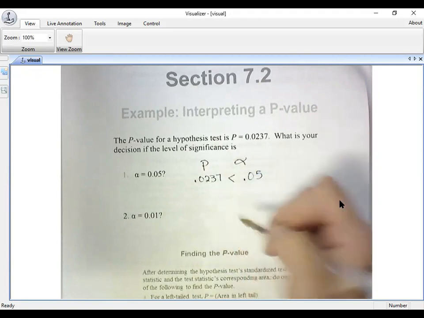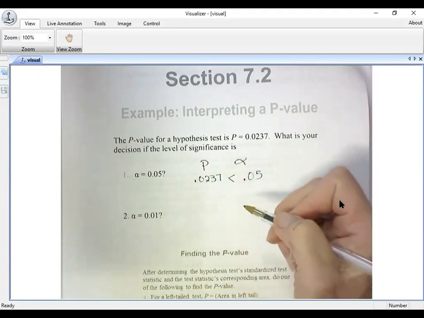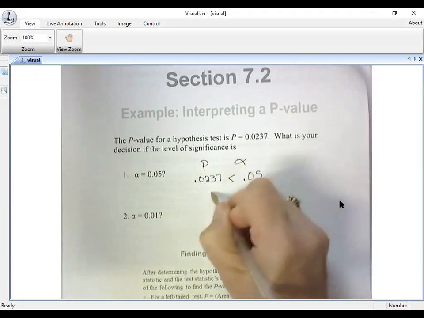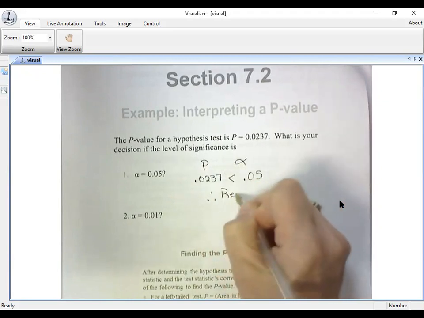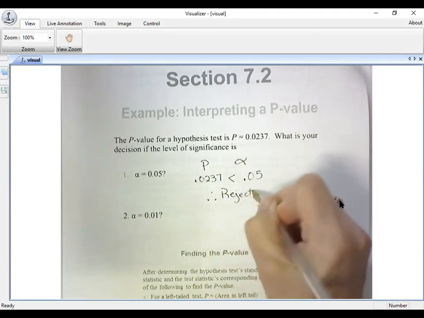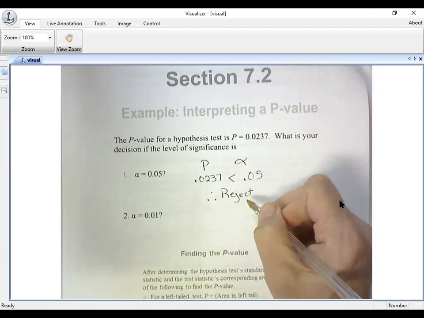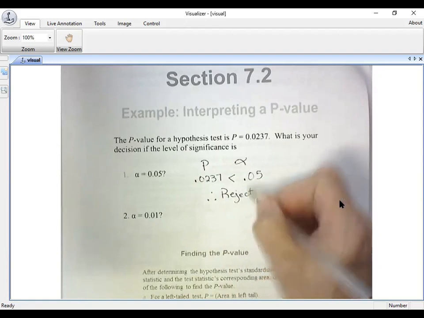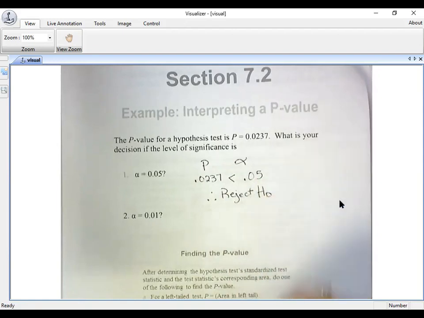If p is less than alpha, what is my decision? I'm going to reject what? What am I rejecting? When I run this test, I'm always testing which hypothesis? The null. I reject the null hypothesis.